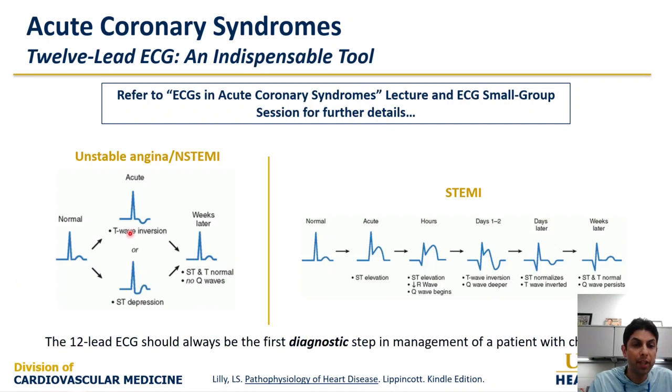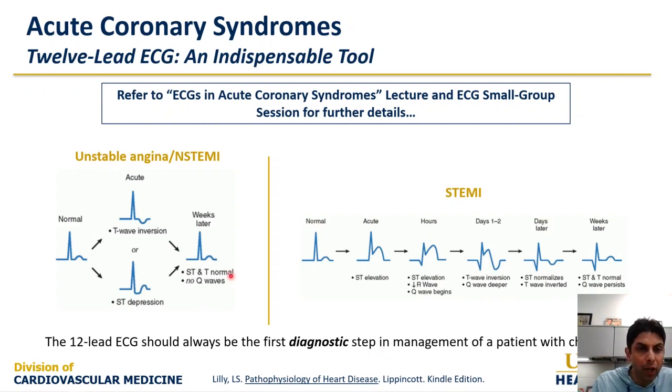I do want to mention that the 12-lead ECG should always be the first diagnostic step in management of a patient with chest pain. So when they arrive to the emergency room, it should be the first diagnostic step. Not necessarily treatment step, but diagnostic. There's no treatment really offered in the ECG, though it will help establish a diagnosis.